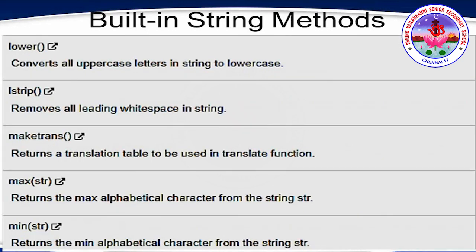Okay. Next is lower. This is used to convert uppercase to lowercase. lstrip removes all leading white spaces in a string. maketrans returns a translation table to be used in the translate function. Max of str returns the maximum alphabetical character from the string str. Min of str returns the minimum alphabetical character from the string str.